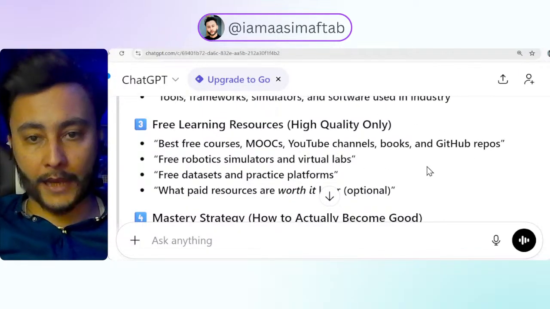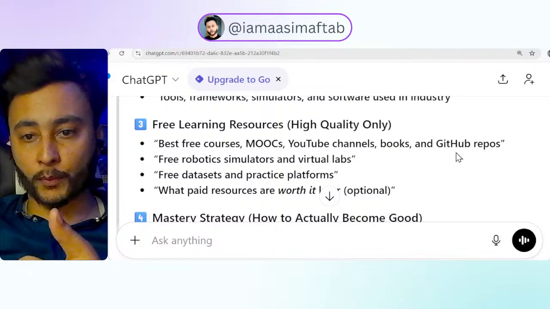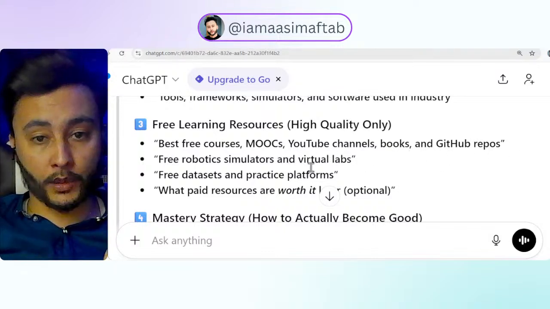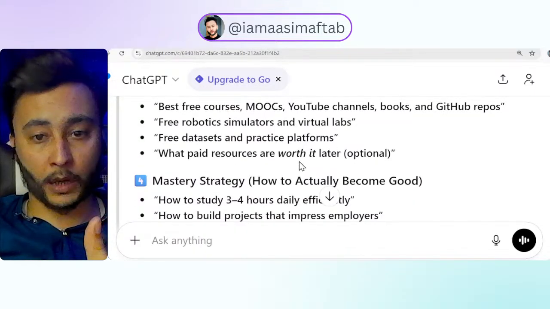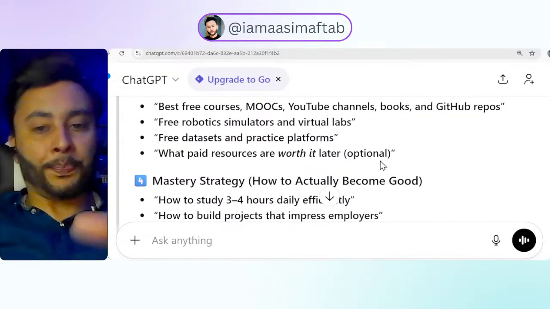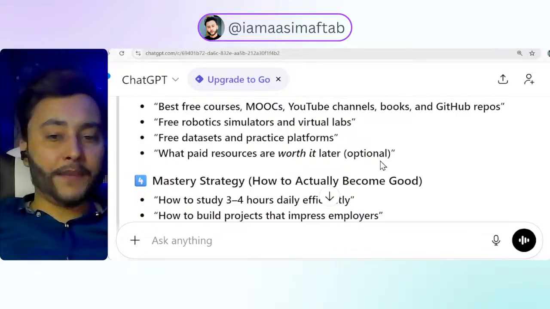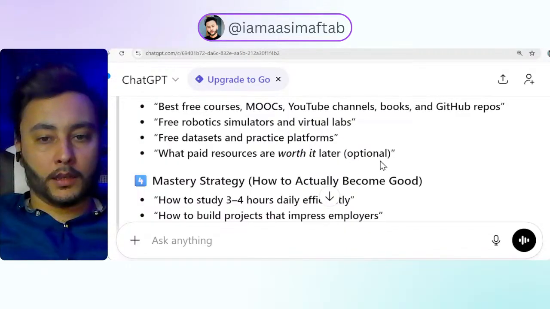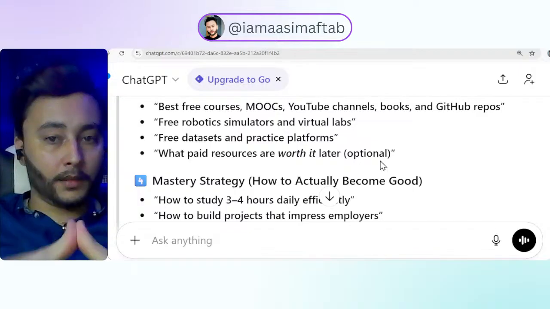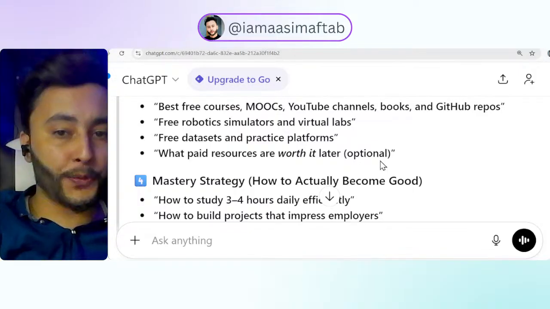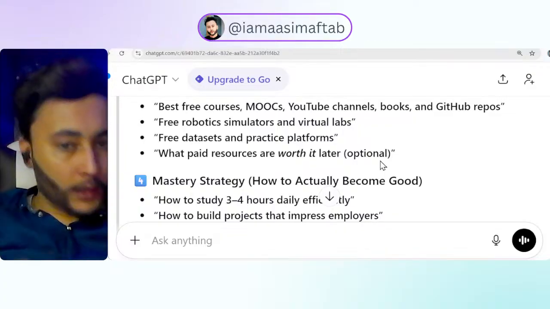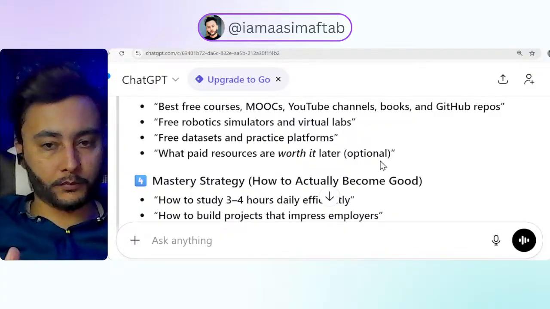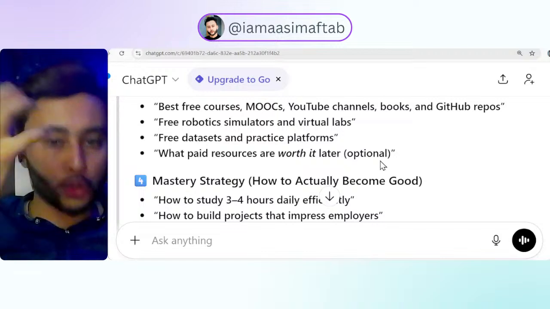Free learning resources, high quality only: best free courses, MOOCs, YouTube channels, books and GitHub repos. Free robotics simulators and virtual labs. Free datasets and practical platforms. What paid courses are worth it later, optional. I told it to give me only the free resources, but it makes paid ones optional for you as well. So some of the courses which are very worth it to watch and buy, it is optional for you. It will also give that to you.